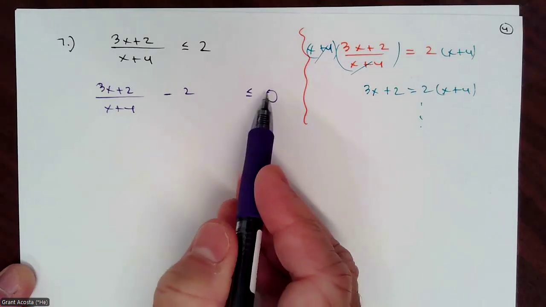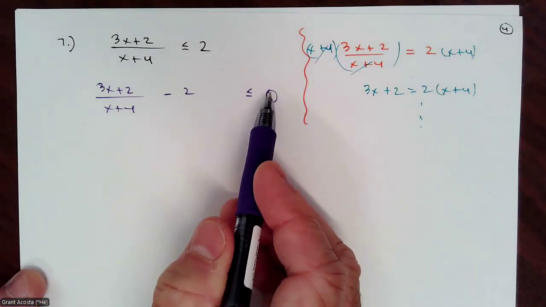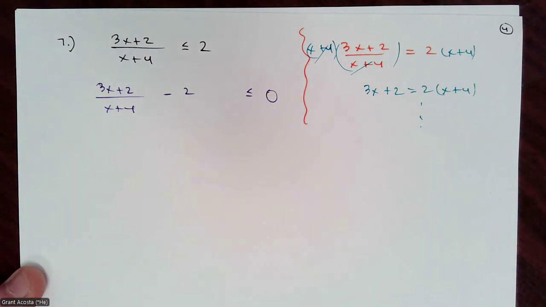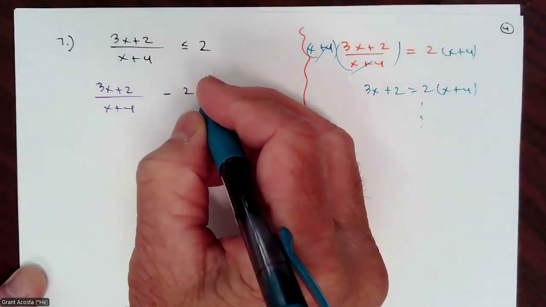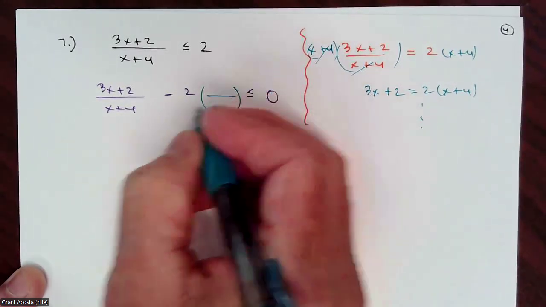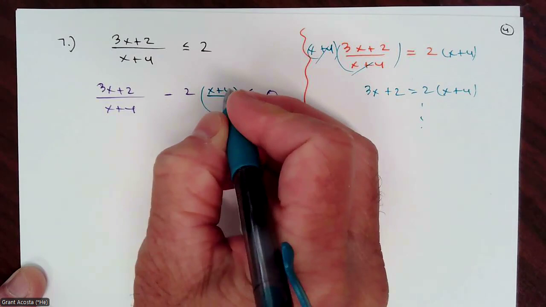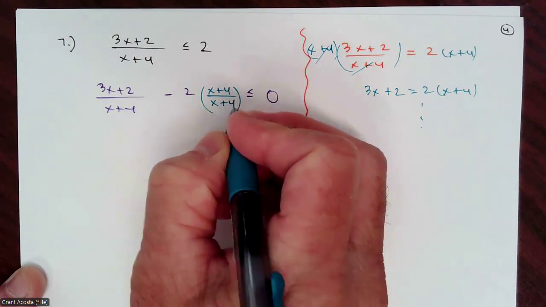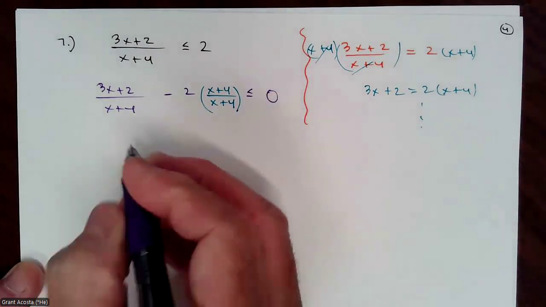So then, and that's basically how we're going to approach all of these. You're going to want one side to equal 0, just like the ones we were doing before. So that means we're going to need to get this to be a common denominator. I'm going to add this, or subtract, I should say. So we're going to multiply the 2 top and bottom by x plus 4.